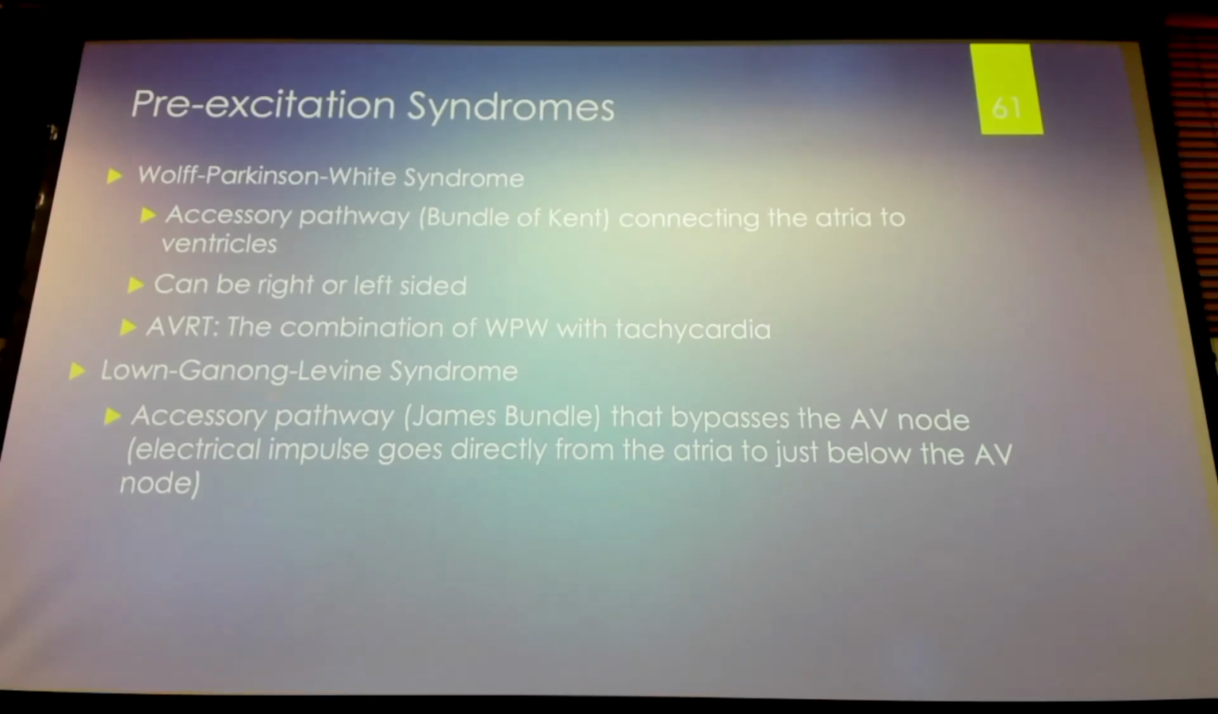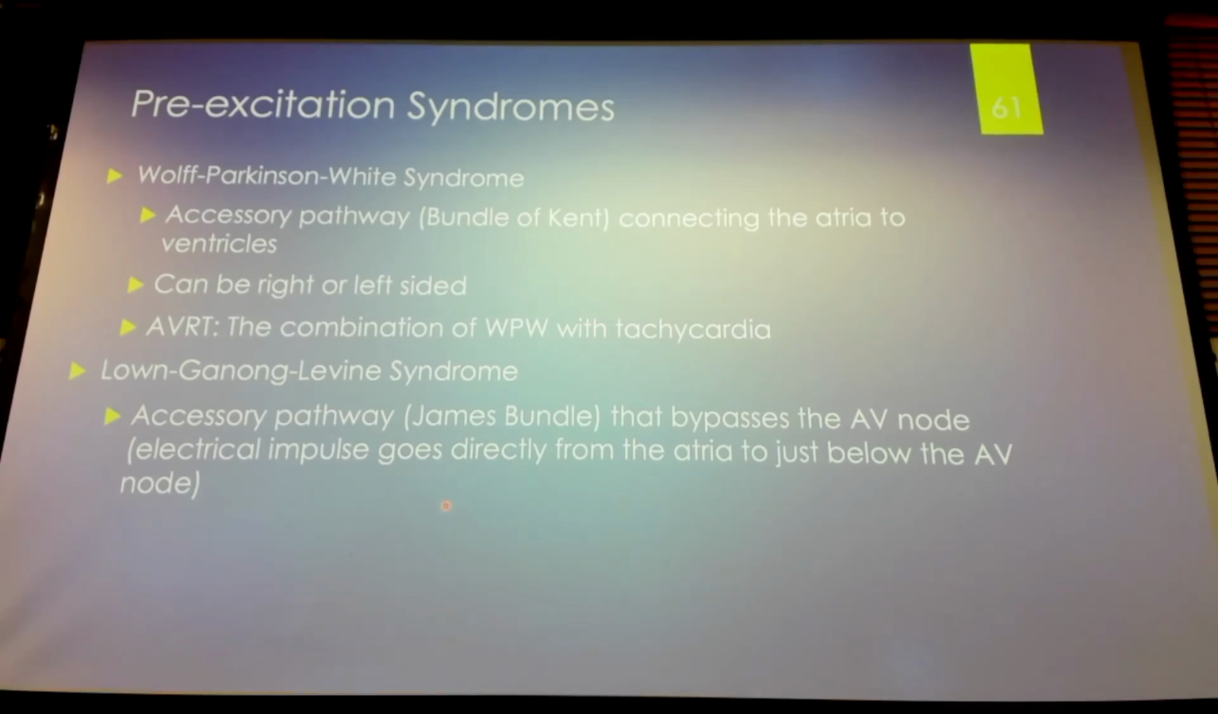So in Wolff-Parkinson-White, there's an accessory pathway that connects the atria to the ventricles. It could be on the left side or it could be on the right side. If it is associated with tachycardia, we call that AVRT. AVRT, remember, that's considered our SVT. Okay, so we have AVRT, we have AVNRT. Which one is more common?